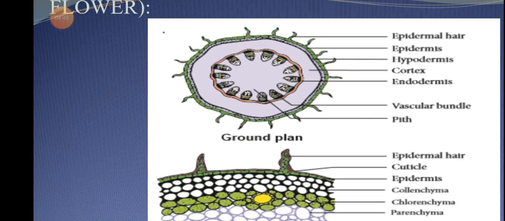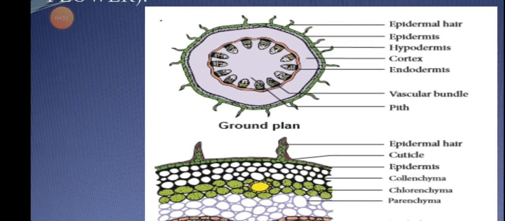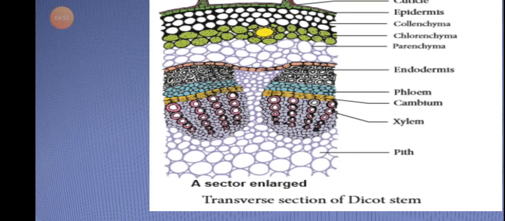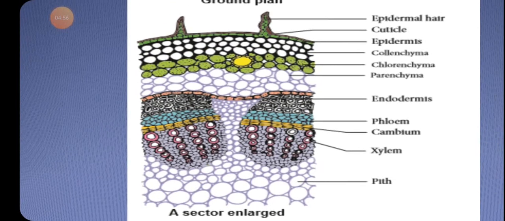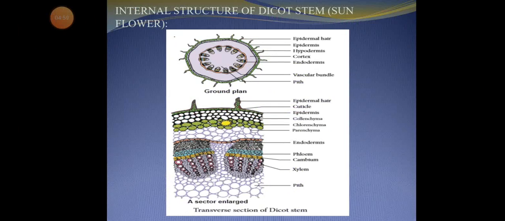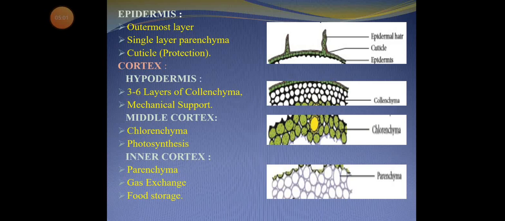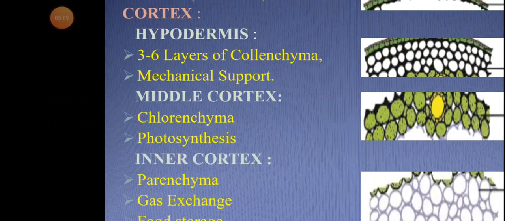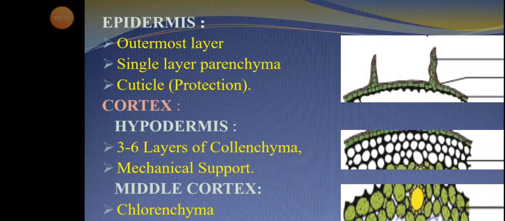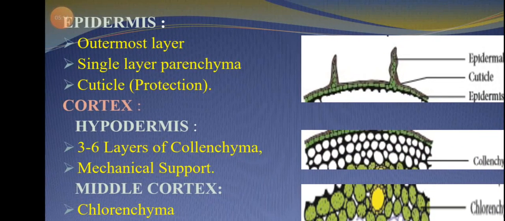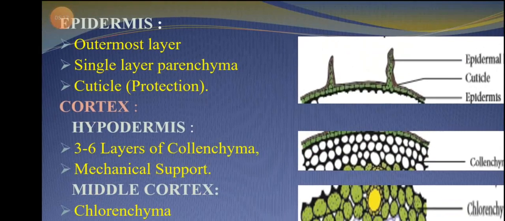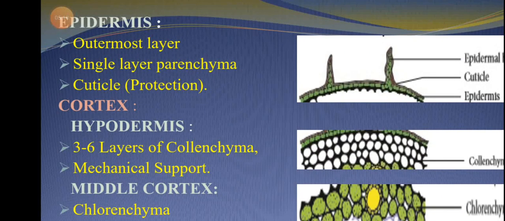If we cut a very small region, that is enlarged and shown here. Now we will see each part individually, from the epidermis to the pith. First, the epidermis. Each part is cut and we will study it individually. The epidermis is the outermost layer, and it protects the internal parts of the plant.